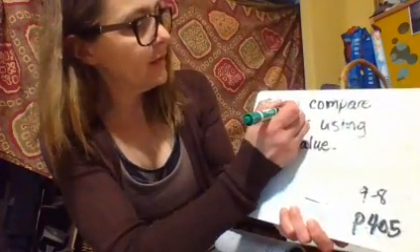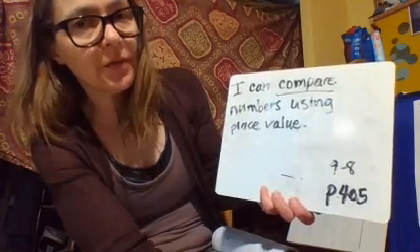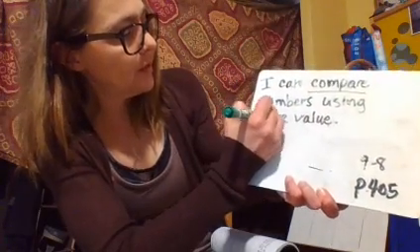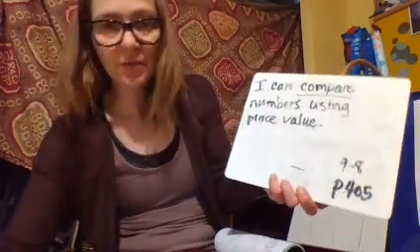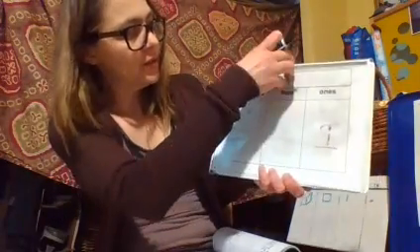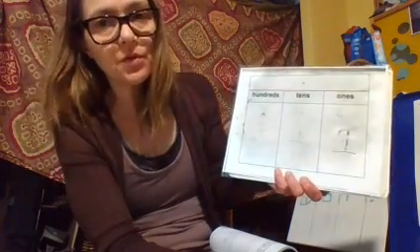Okay, let's read it one more time. I can compare, and that's what we're doing today, is comparing numbers using place value. And when you're thinking about place value, you're thinking about your place value chart and what goes in the hundreds and what digits go in the tens and what digits go in the ones, and we're going to use those to compare.